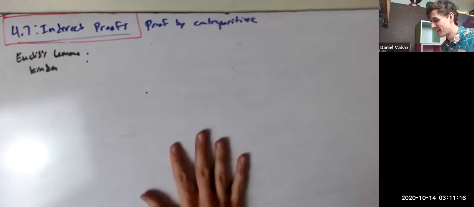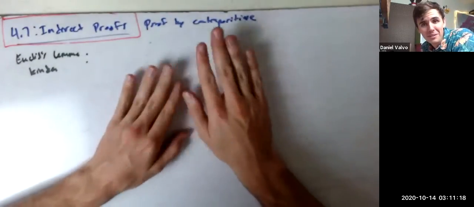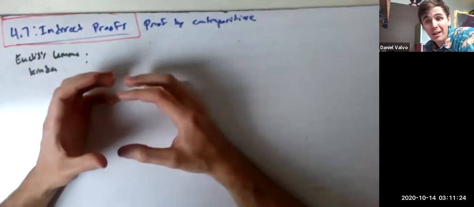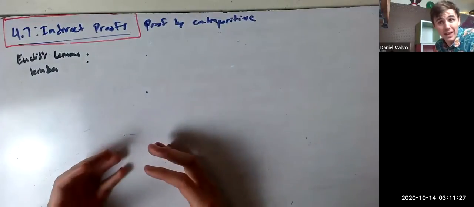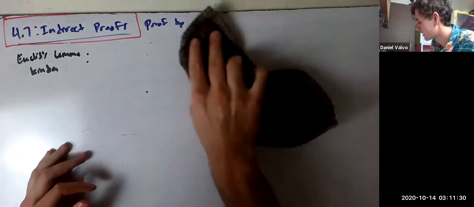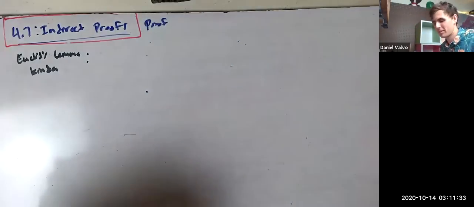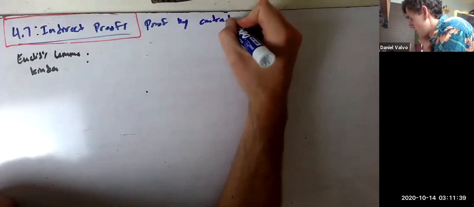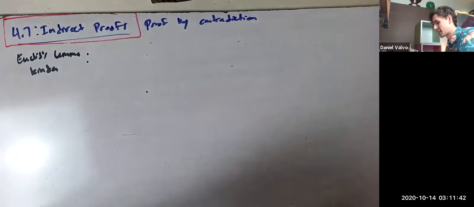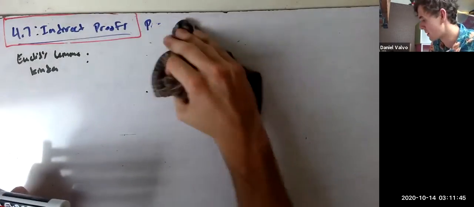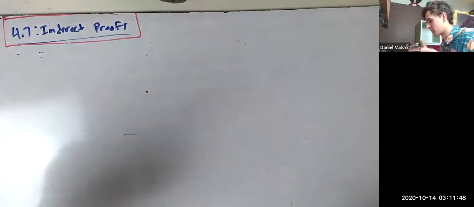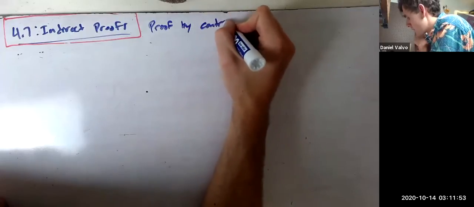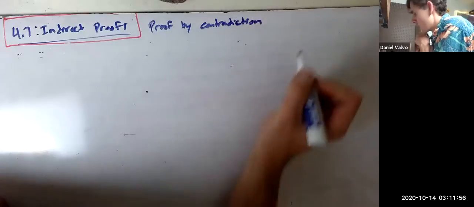So, we've done proof by contrapositive, right? We talked about how that's just taking your original statement, looking at the contrapositive and directly proving that. Another form of indirect proof is what's called proof by contradiction. Wait, I'm going to write it bigger and nicer because it's basically my favorite thing in the world. Proof by contradiction.